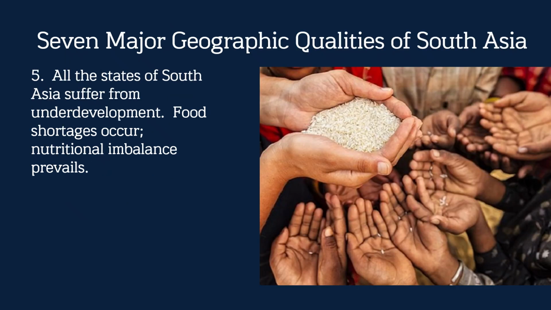Coming in at number 5 is that all these states within South Asia suffer from underdevelopment, specifically when it comes to infrastructure and food. There's mass food shortages and nutritional imbalances, which lead to high infant mortality.